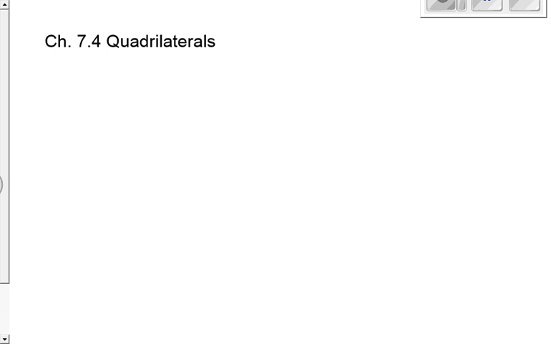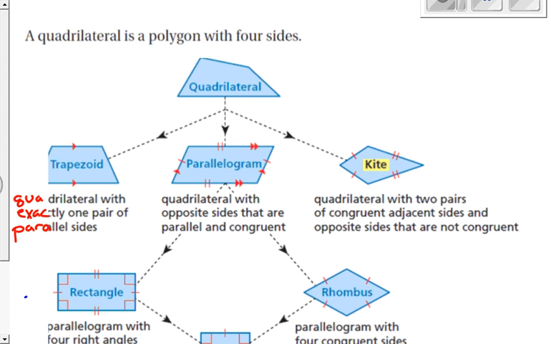Chapter 7.4 Quadrilaterals. A quadrilateral is a polygon with four sides. There are many different types of quadrilaterals. The first type is a trapezoid. A trapezoid is a quadrilateral with exactly one pair of parallel sides. Then we have a parallelogram, a quadrilateral with opposite sides that are parallel and congruent. And then we have a kite, a quadrilateral with two pairs of congruent adjacent sides and opposite sides that are not congruent.